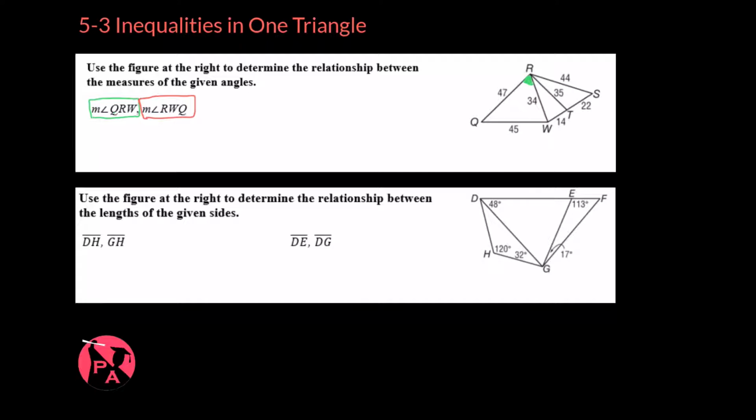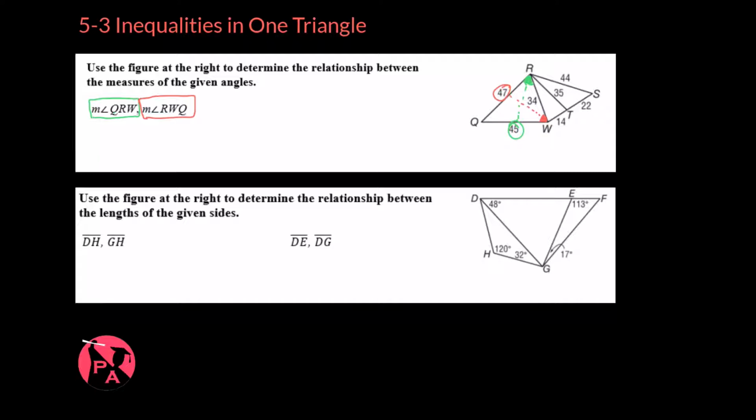And the next one, angle RWQ, is the corner that I am surrounding, which is right here. So let's label that one too. Now, you're going to compare them. And here's the thing, the opposite sides are related to the angles. So across from the red angle, this is what we have. Across from the green one, the side that we have is 45. Since 47 is greater than 45, the angle that we labeled with red is going to be greater than the one that is across from 45.